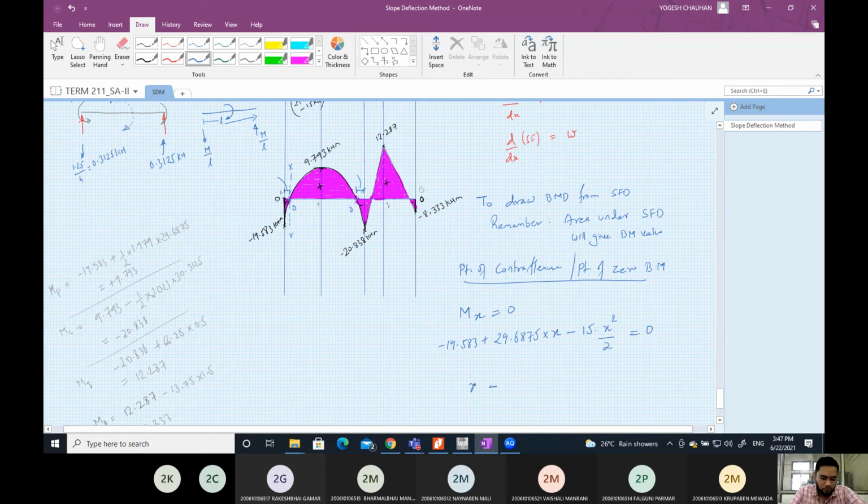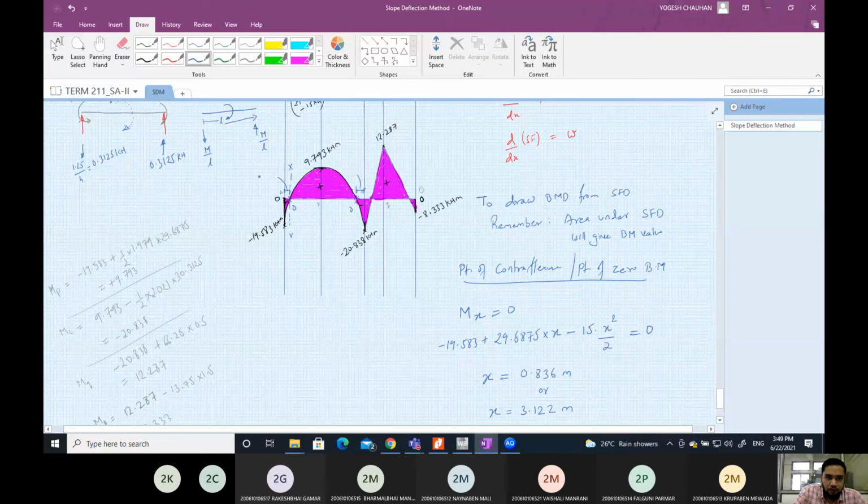So this will give you x, the x values. If you solve this quadratic equation, x equals to 0.836 meter, and another value is, or x equals to 3.122 meter.